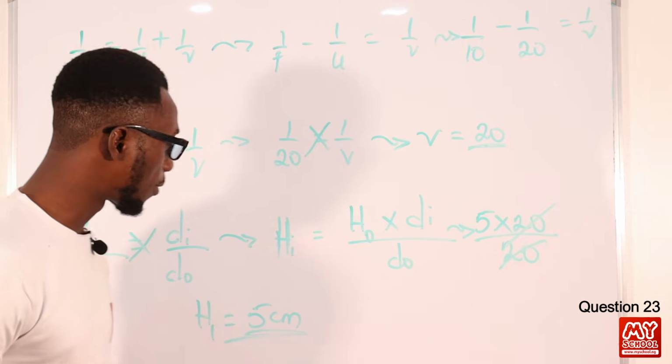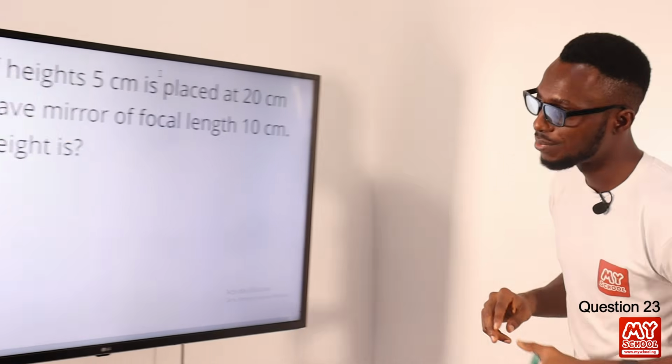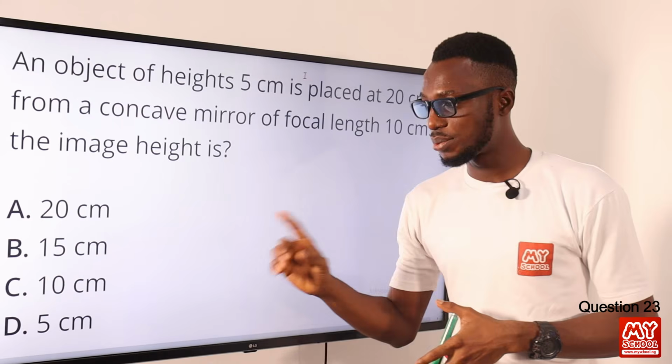So let's run a confirmation from the screen. Where do we have that value? It's placed with option D. So option D is the right option.